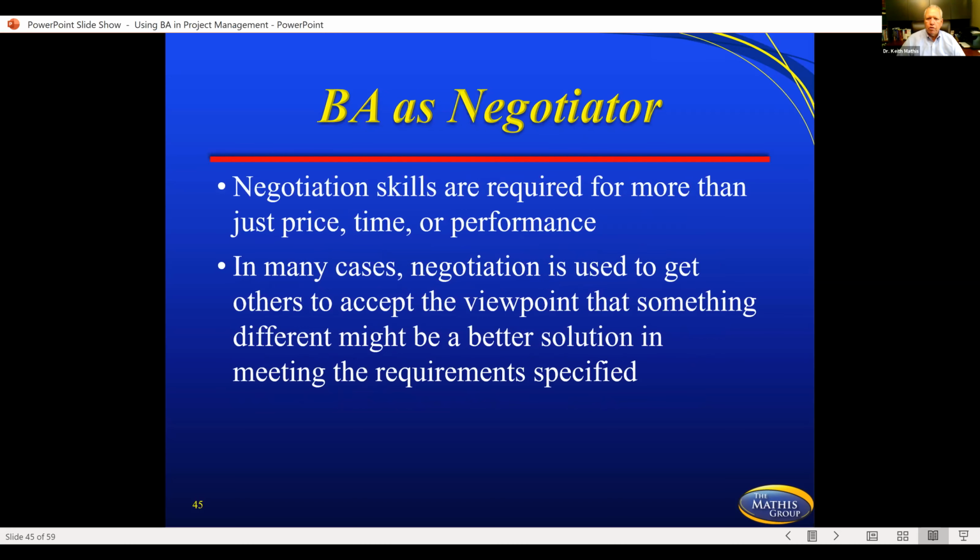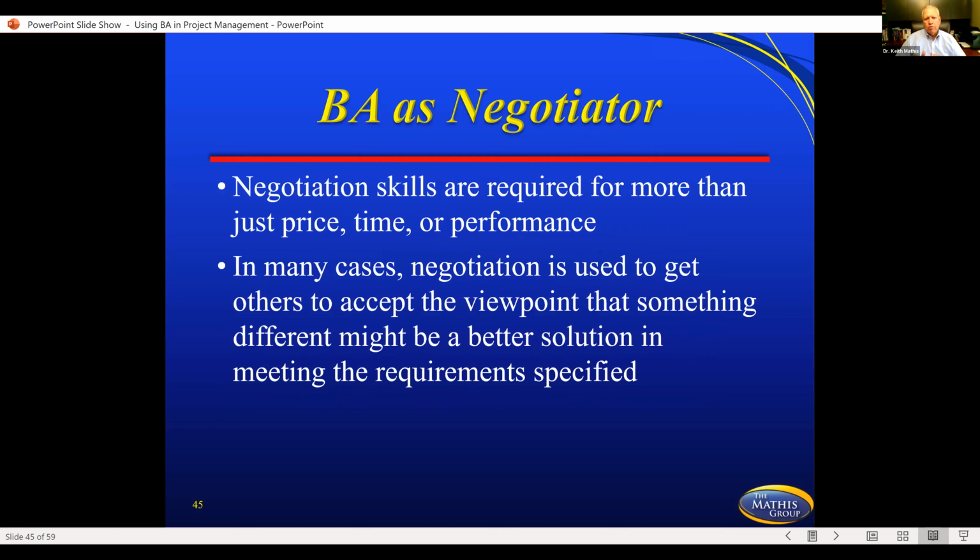Your negotiation skills are huge and so are required for more than just price, time, and performance. You're negotiating ideas. You're negotiating people to come to something that's more realistic. In many cases, negotiation is used to get others to accept the viewpoint that something different might be a better solution in meeting the requirements specified.